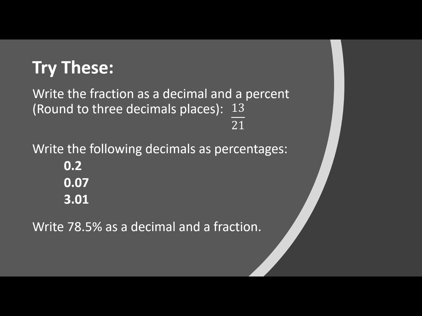Finally, let's try these three problems. Write the fraction as a decimal and as a percent: 13 over 21. Write the following decimals as percentages: 0.2, 0.07, and 3.01. And finally, write 78.5% as a decimal and as a fraction. So you can pause the video, try these three problems, and then check your answers when you're finished.